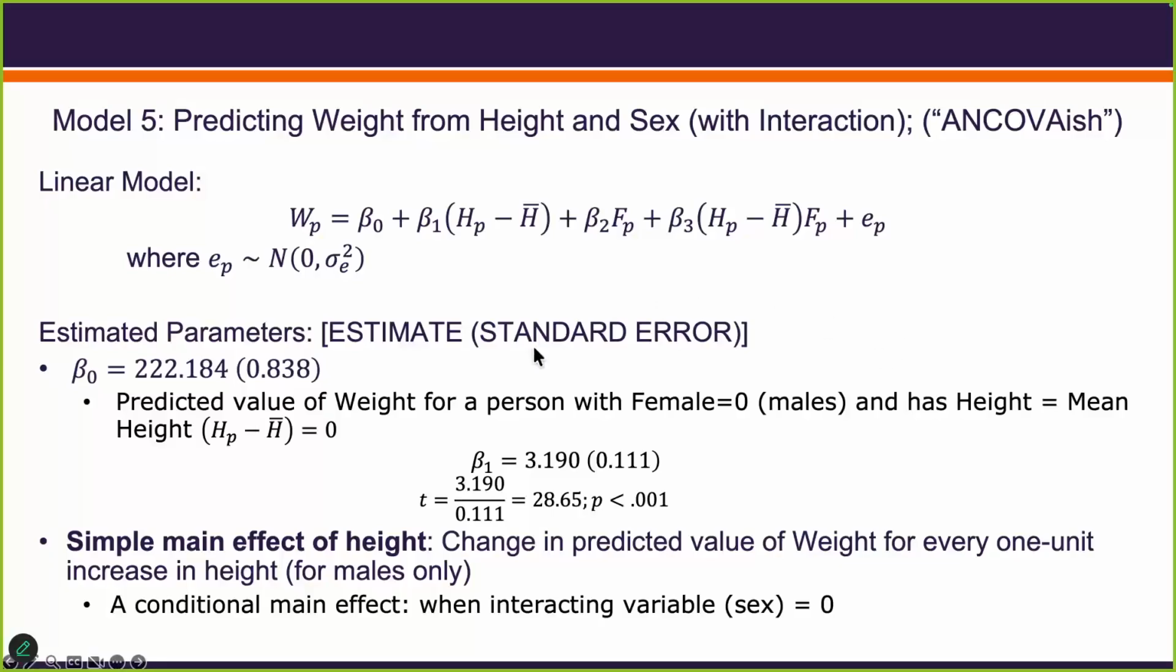Probably was there too. But now, again, with this interaction, beta 0 represents the predicted value where all the variables are zero. So again, this is the predicted value of a man who's at the average height, 222.184. That's significant. Now, beta 1, though, is the simple main effect of height, right?